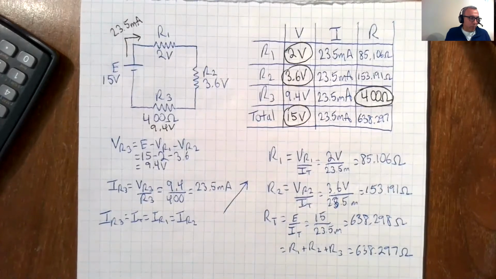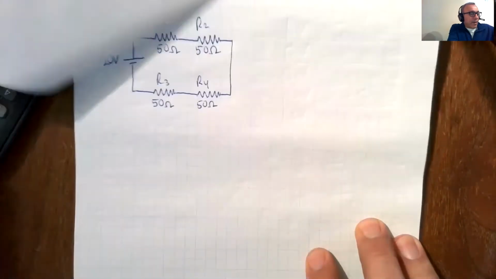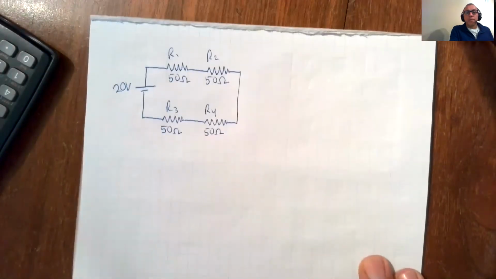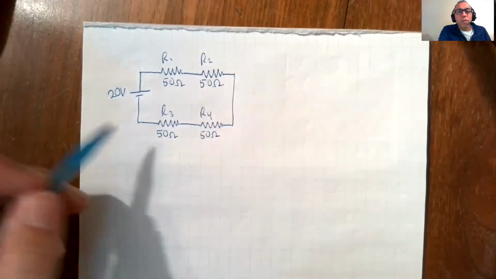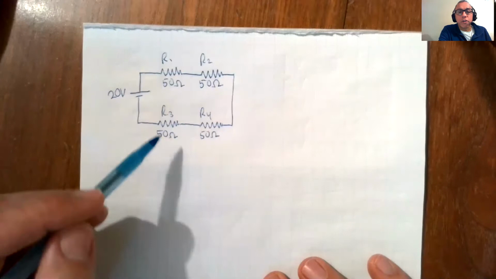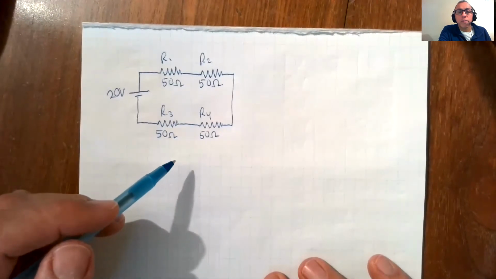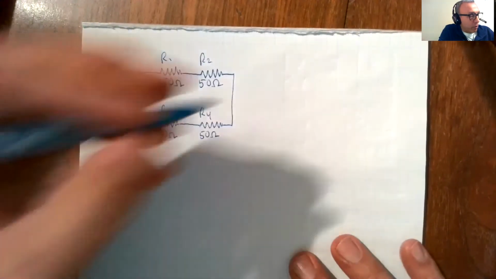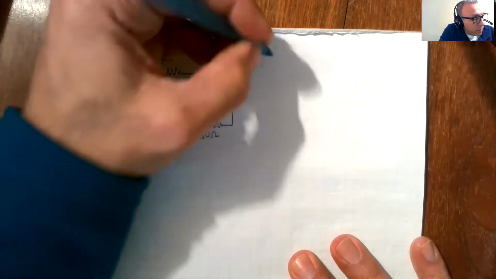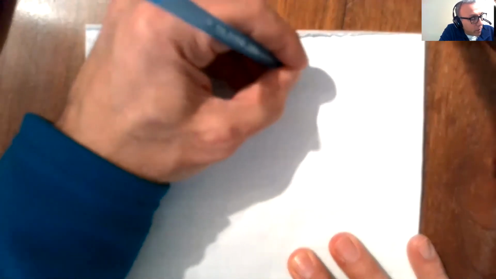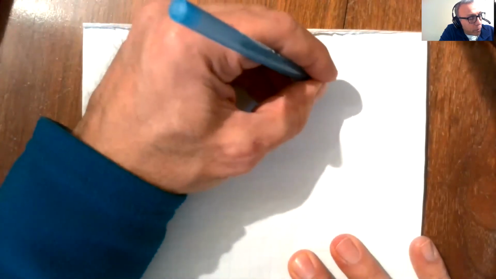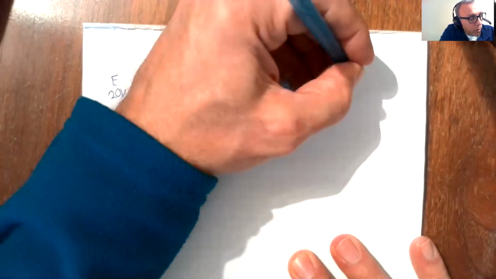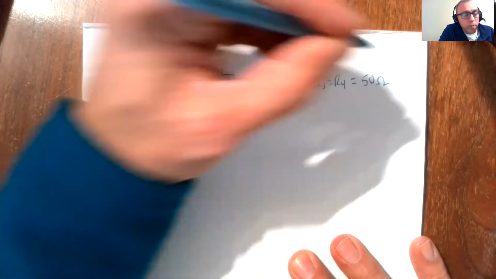Just a second example. Now, let's take this circuit here. We have 4 resistors that are all 50 ohms. And we have a 20 volt source. So E is equal to 20. And then R1 is equal to R2, is equal to R3, is equal to R4, equal to 50 ohms. Okay?